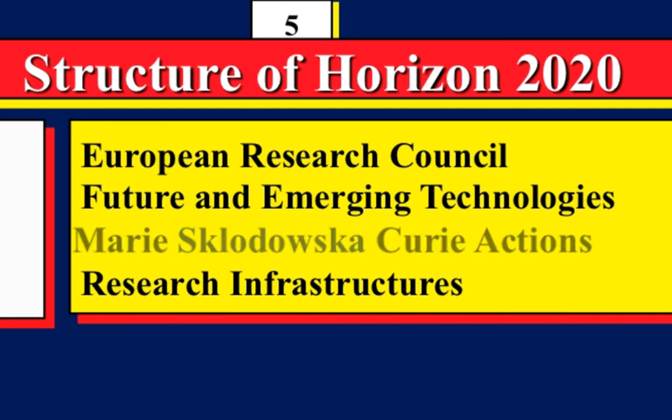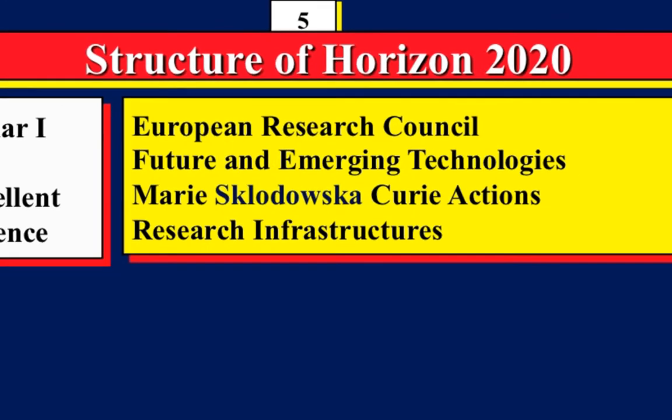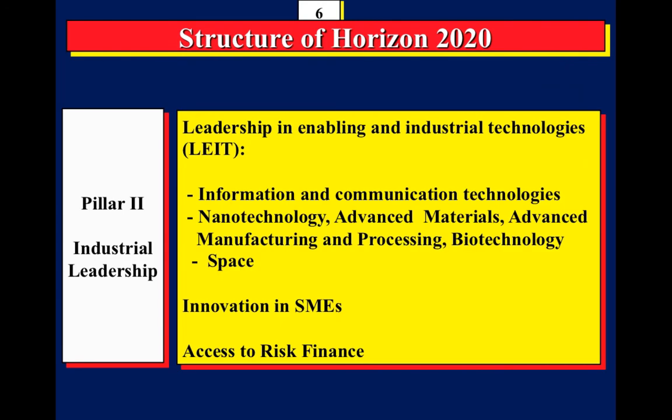Now, research infrastructures. The European Commission does not build research infrastructures, but they fund things like bringing research infrastructures together to cooperate, making research infrastructures accessible by European researchers. And they also try to identify what future research infrastructures Europe will need, and they fund the design phase of those. So again, Pillar 1 is all about establishing Europe as a leader in science.